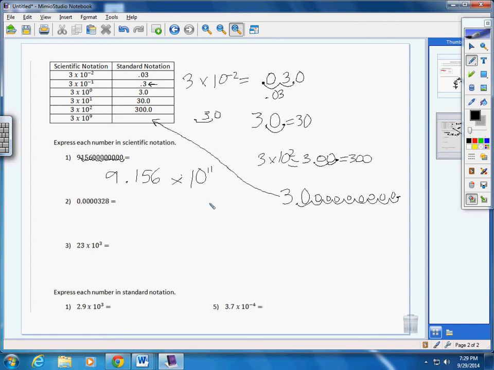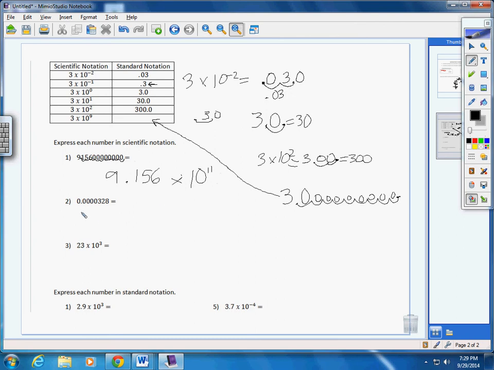And I know that it's a positive 11 because if I were to multiply this number that's in scientific notation and put it back into standard notation, I would have a very big number. So that means I should have a positive exponent.